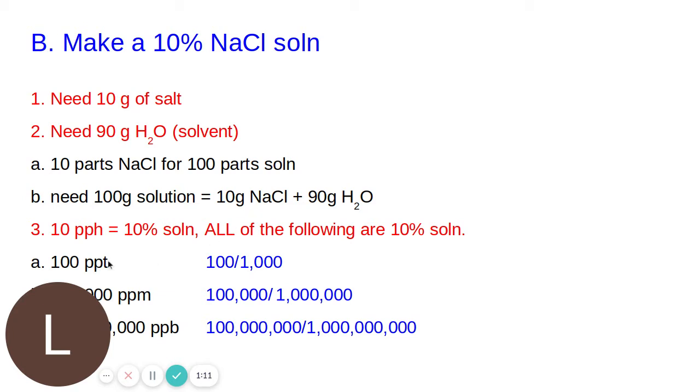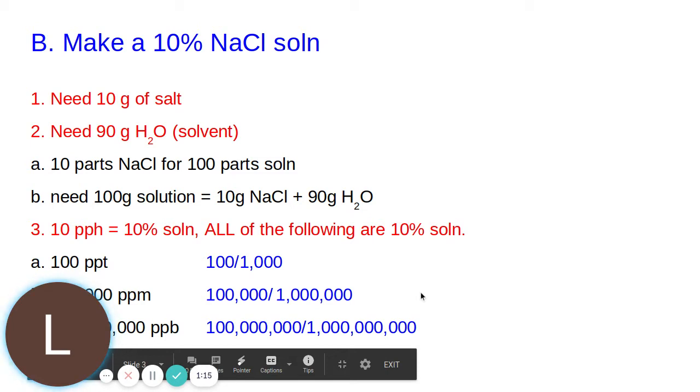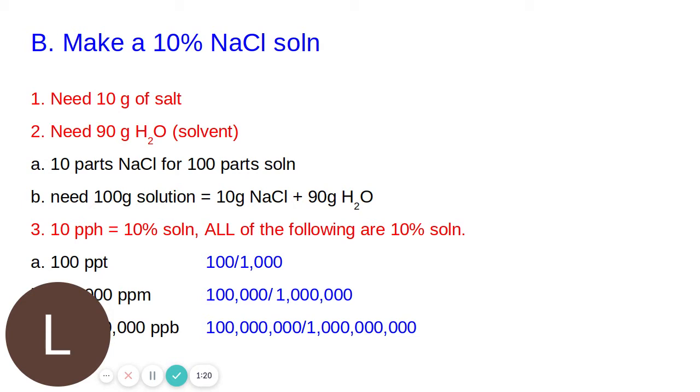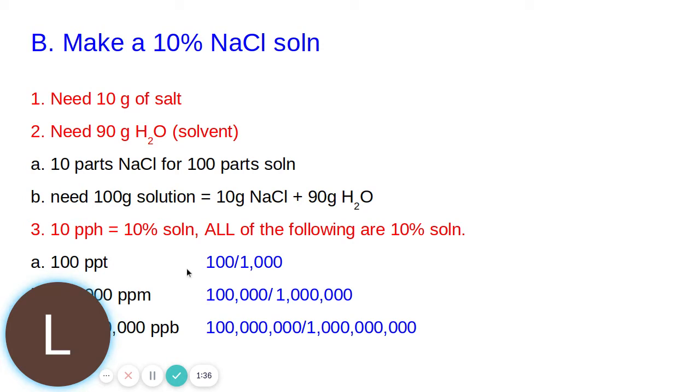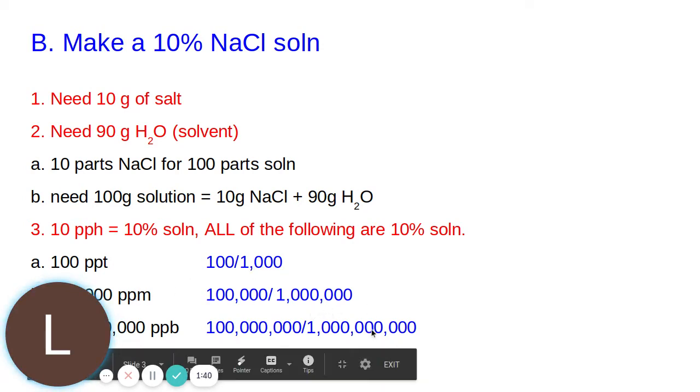PPT, parts per thousand, parts per million, and parts per billion are really how concentrations are reported. If you look at a CDC recommendation for something like chlorine in a pool, it will usually give you units like ppt, ppm, ppb. It means parts per thousand, which is why we have 1,000 on the bottom here. Parts per million, we have a million, and so forth. So that's all that stands for.